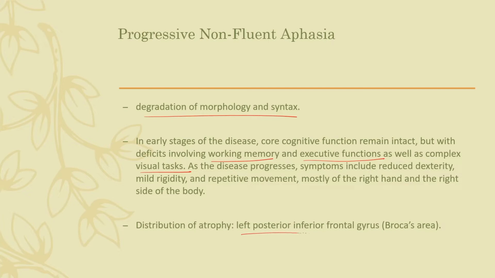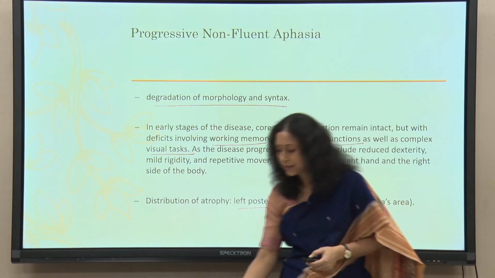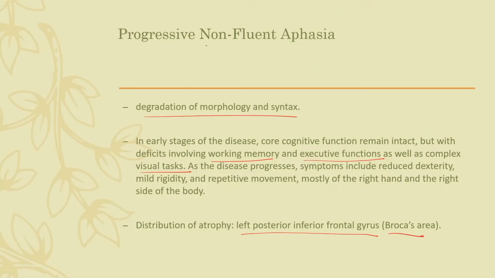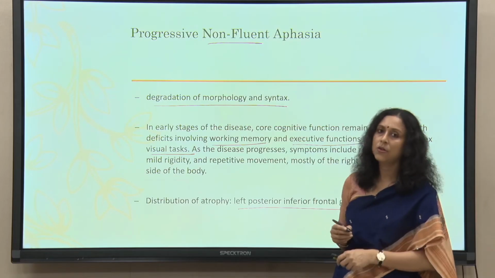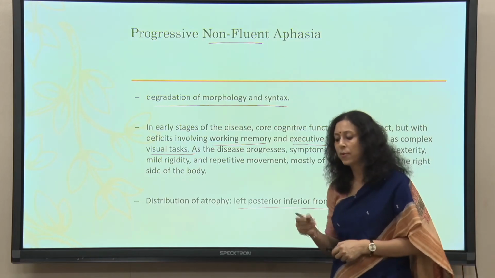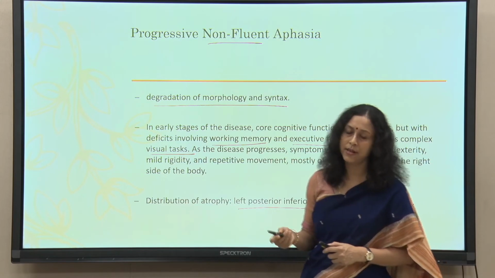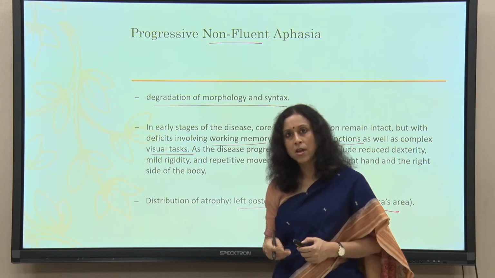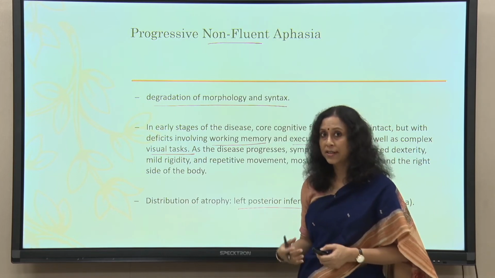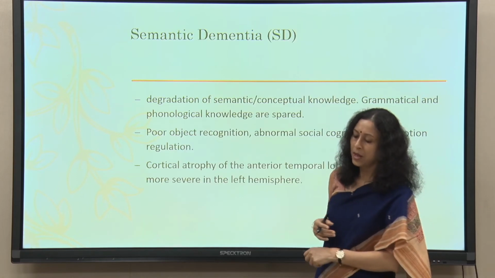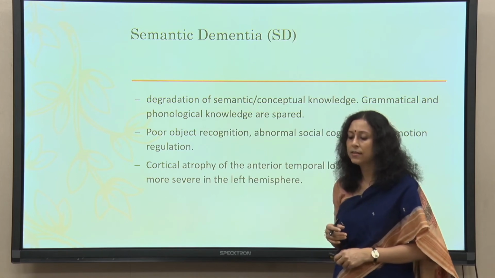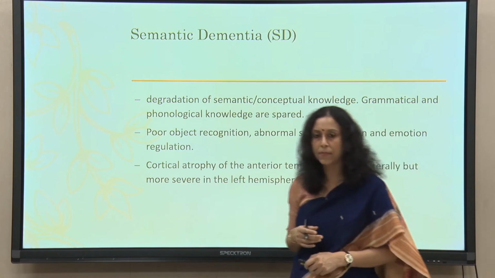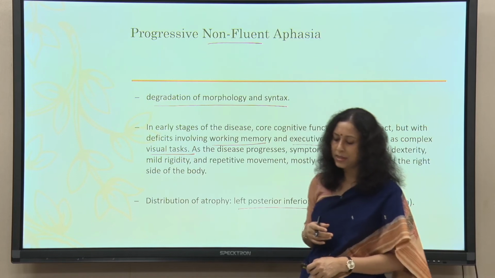Left posterior inferior frontal gyrus, roughly, which translates to Broca's area. In fact, because Broca's area is affected, that is why we see non-fluent aphasia. Remember, non-fluent aphasia is also called Broca's aphasia. So, when neurodegeneration affects Broca's area, we not only have various kinds of core cognitive functions getting affected, but also an aphasia that is called progressive non-fluent aphasia.